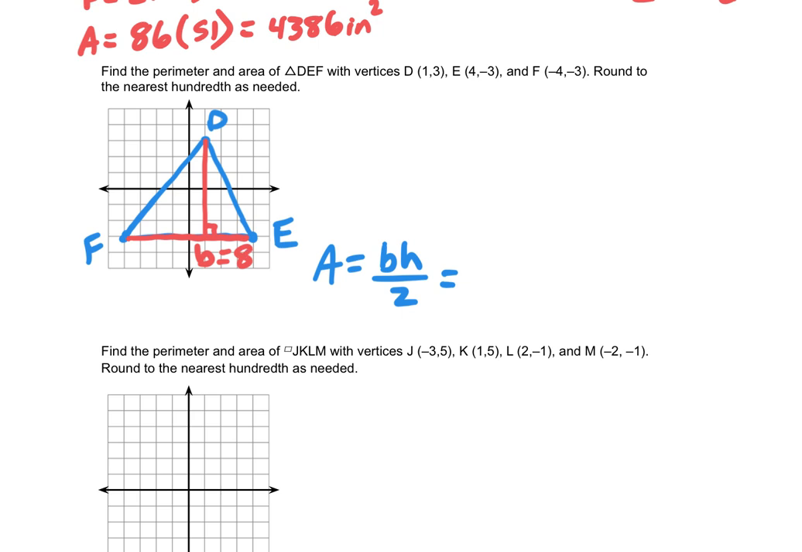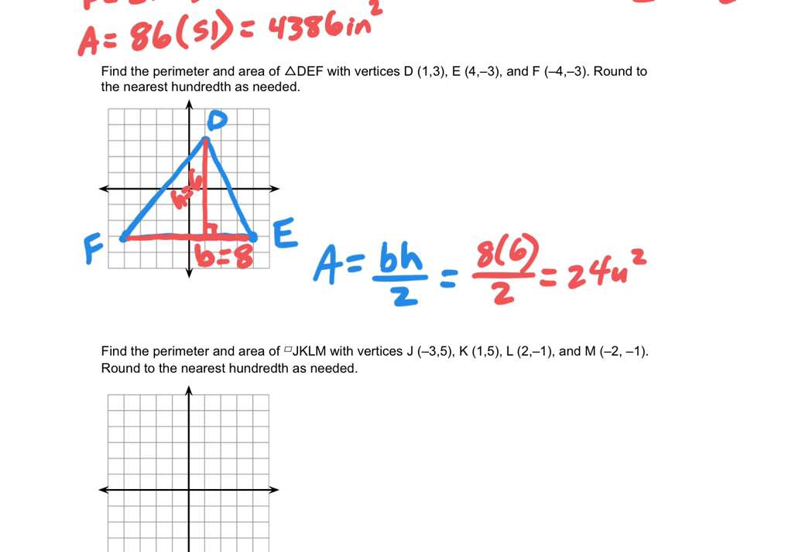What about the height? Can I just count for my height? Does the height have a slope to it? No, it's straight up and down. So if I wanted to count from D down to where this base is at, I'm just going to count 1, 2, 3, 4, 5, 6. As long as it's vertical or horizontal, we can count because I'm just counting how many units. And so here we know h is 6. So we're going to do 8 times 6 divided by 2, and that would be 24 units squared. That's area.